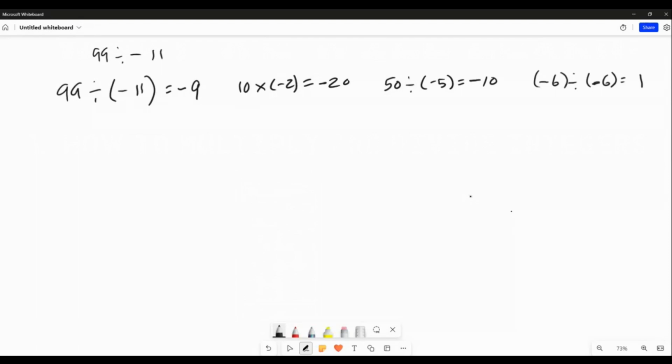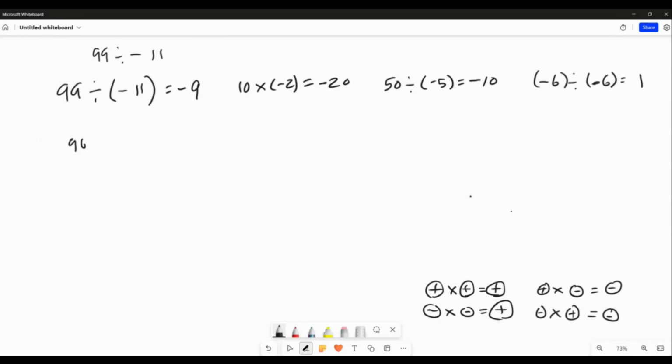Okay, so we've got to remember that if you take a positive and multiply it by a positive, we get a positive. If we take a negative and multiply it by a negative, we get a positive. But if we take a positive and multiply it by a negative, we get a negative. If we take a negative and multiply it by a positive, we get a negative.